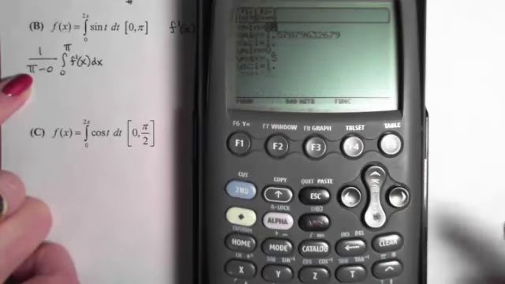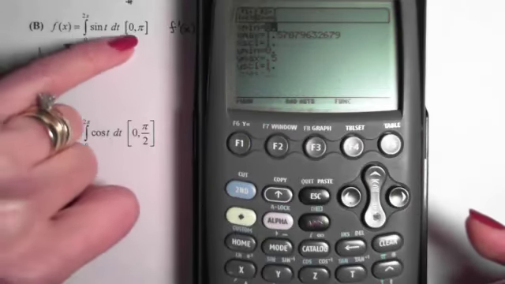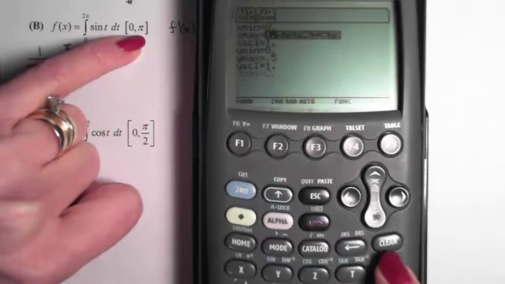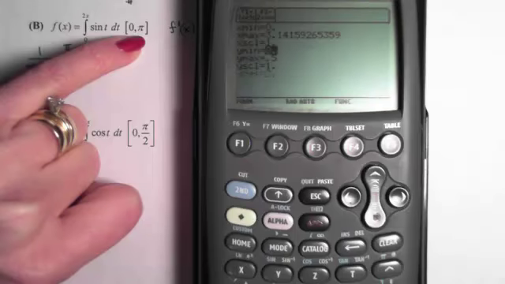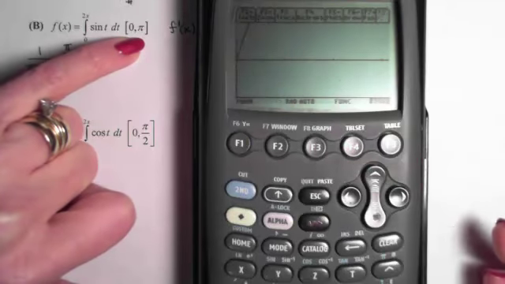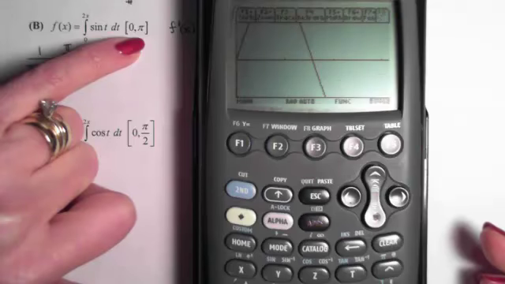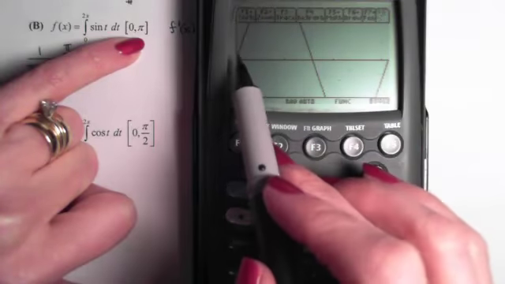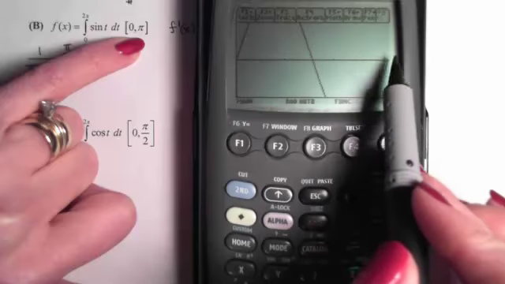So I go to my window. I'm working from 0 to pi this time. So those are my x's. And for the y's, I need to see 0, so I'll go from -1 to +1. Hit graph. There's my instantaneous rate of change. And it looks like I have 1, 2, 3.